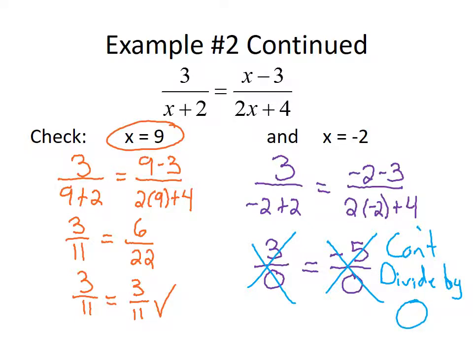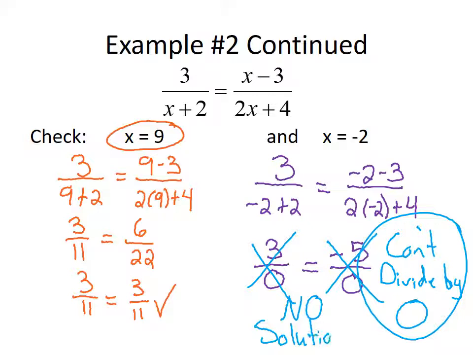Cannot divide by 0. Very important. Anytime that happens, this right here is a no solution. That means my negative 2 isn't a solution. It's called extraneous. It doesn't work. So this is what you're going to write next to negative 2. You're going to write extraneous. Okay, negative 2 did not work. 9 does, but negative 2 does not.